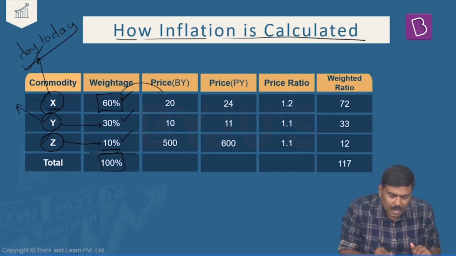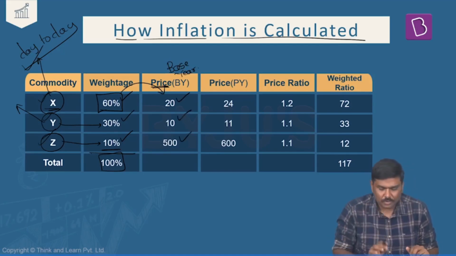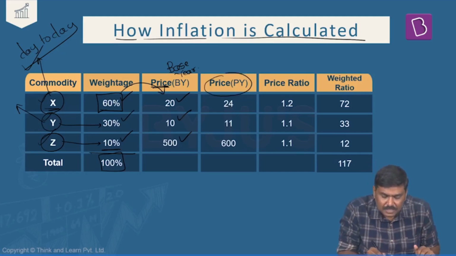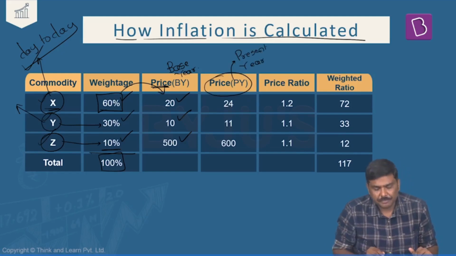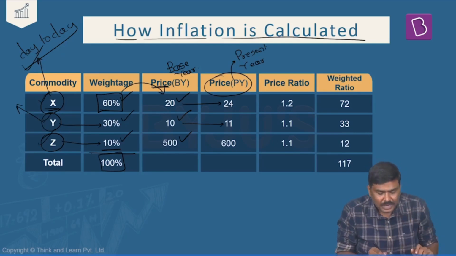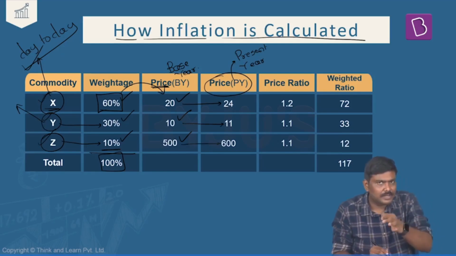Now have a look at this. After considering weightage, what is the price of these particular commodities in the base year? BY stands for base year. Assuming the prices of the commodities are 20 rupees, 10 rupees, 500 rupees. I'm arbitrarily taking numbers here. Then I'll compare these prices with the current prices, or prices in the present year. Currently, what is the price for the same commodity? For X, the price has increased from 20 to 24. For Y, from 10 to 11. And for Z, from 500 to 600.